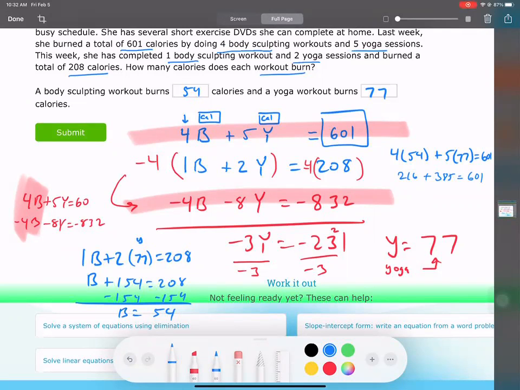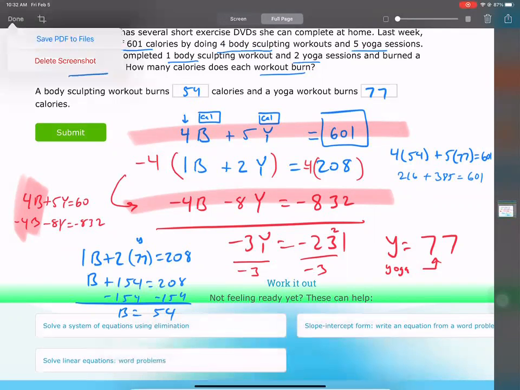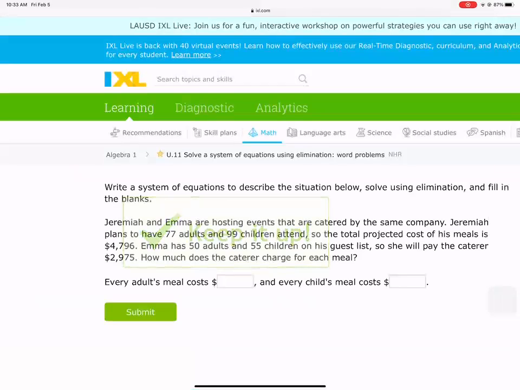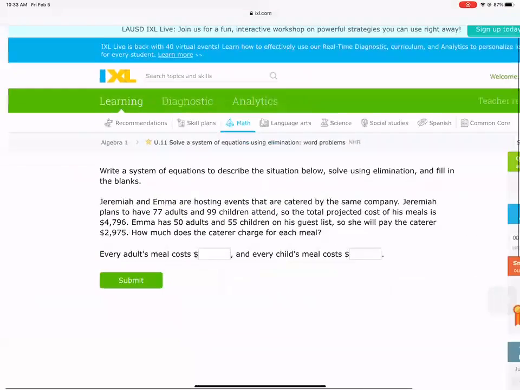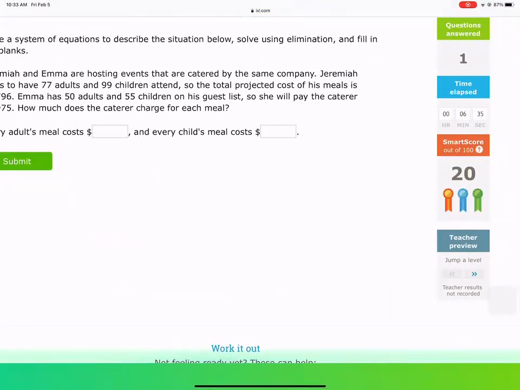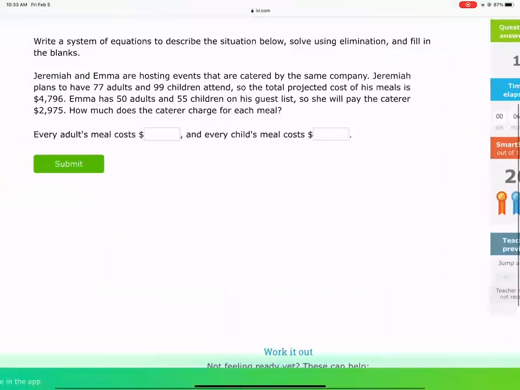All right, let's go ahead and plug this in to make sure. 54, and 77 for the yoga. Let's see if this works. All right. Whew. That was stressful. And take a look here. We've already jumped to 20. Your goal is to get to 70. Our goal is to get to 70 today.